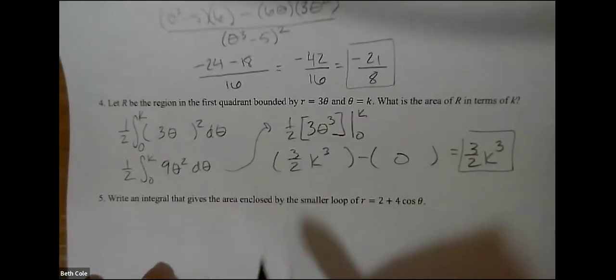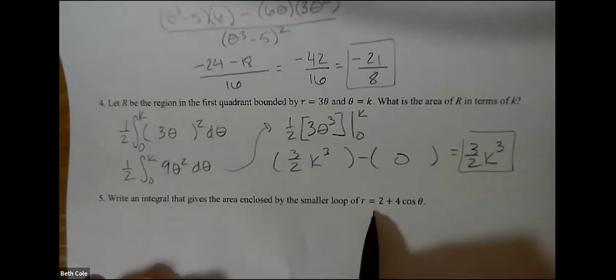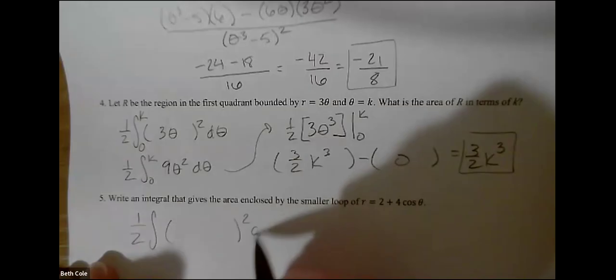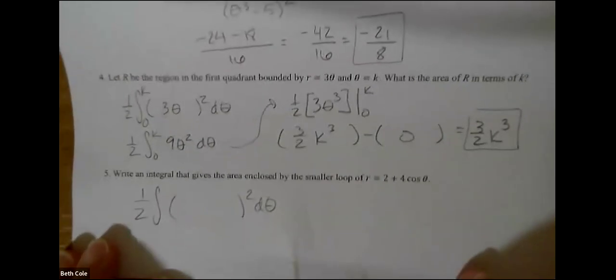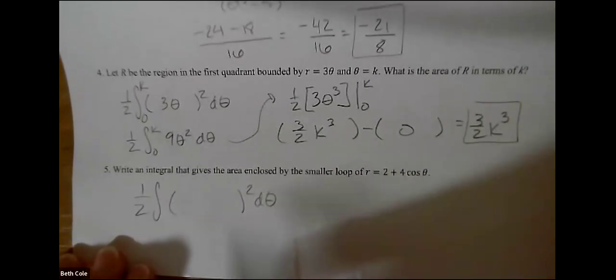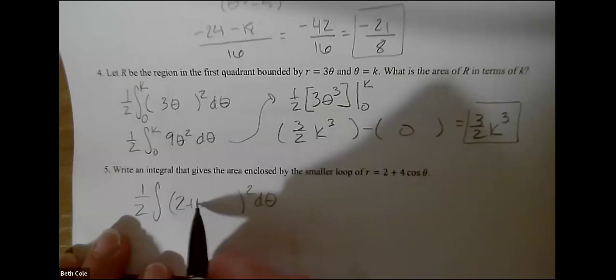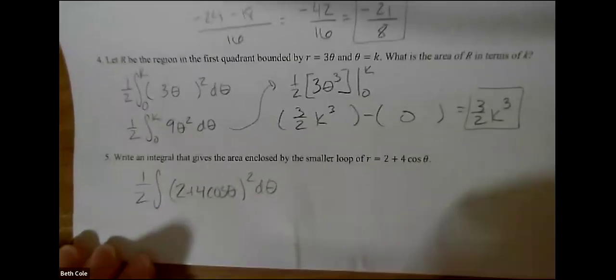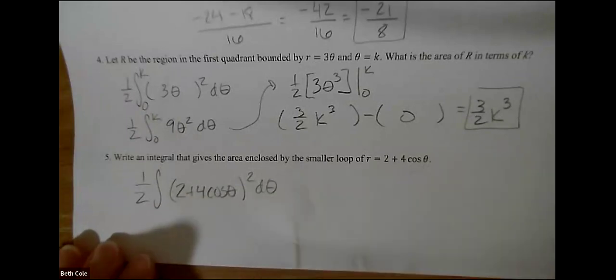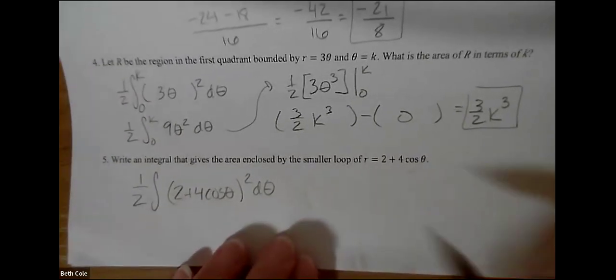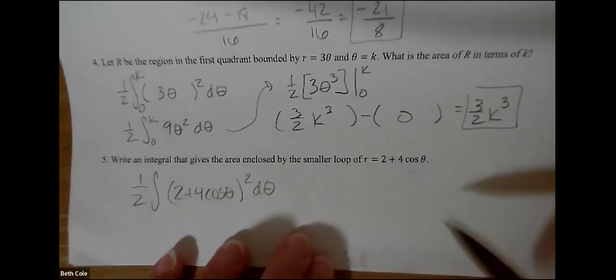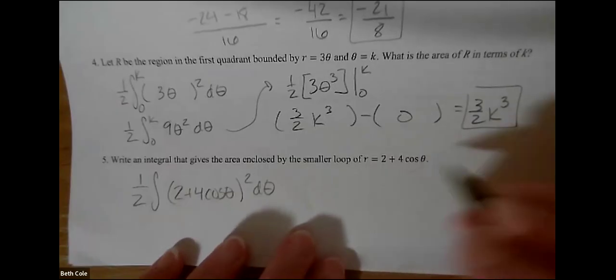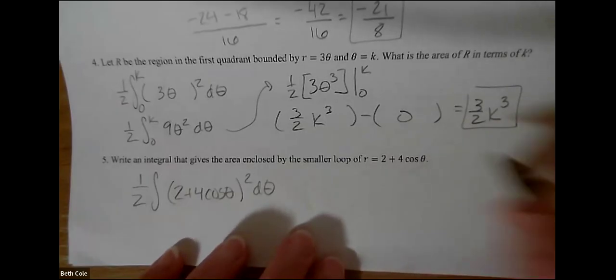All right, write an integral that gives the area enclosed by the smaller loop of this. All right, so let's set up our integral. 1/2 r squared d theta, so r is what's going to go in here. And it's multiple choice, so if you can even get this far, you're going to be able to narrow down your choices.